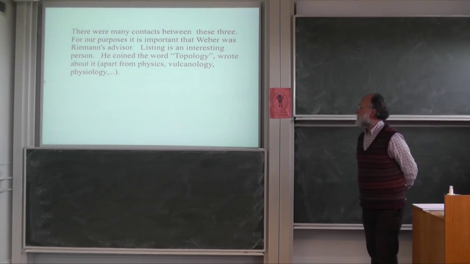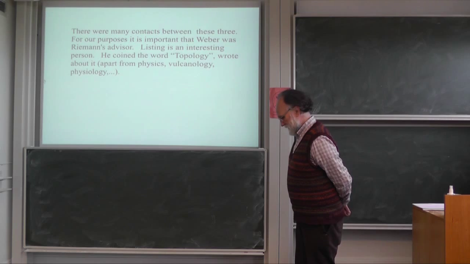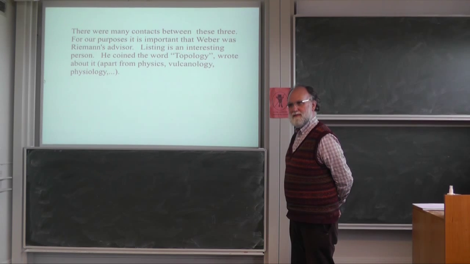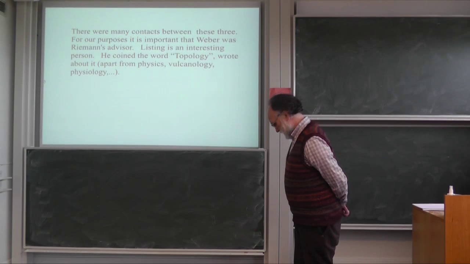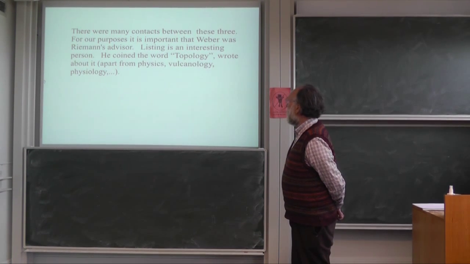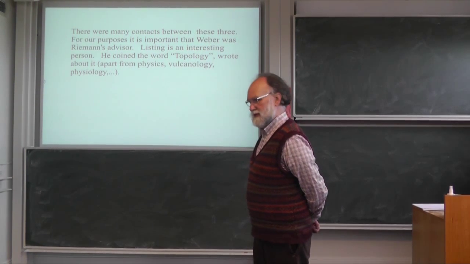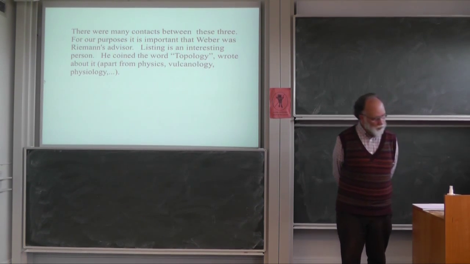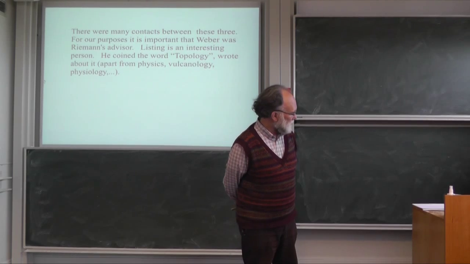I should say that Listing did all sorts of things. If you look him up in the various reference books, he is best known for his work on the physiology of the eye. He also accompanied Sartorius von Waltershausen on volcanology expeditions. He was a physicist and a mathematician. His work on mathematics wasn't terribly deep, but nevertheless it was significant.